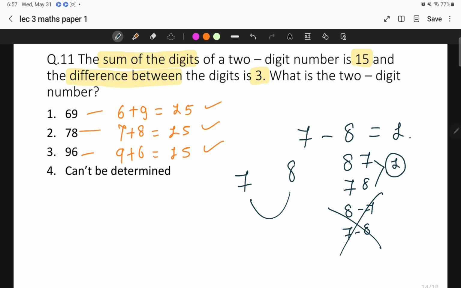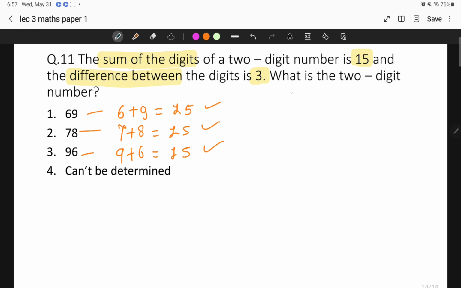For the number 87, the gap is 1. The difference between the two digits is 1. For 78 also, the difference between both the digits is 1. Got it? If we read the question carefully, they are demanding a gap of 3. The difference or the gap between them should be 3. So what is the gap between 7 and 8? The gap is 1. So this is not the correct answer.